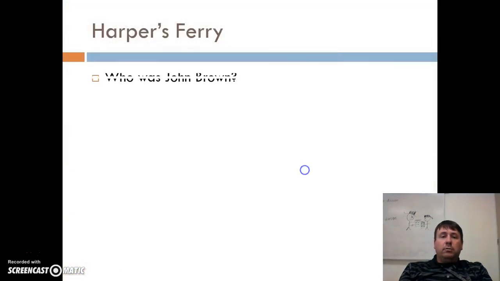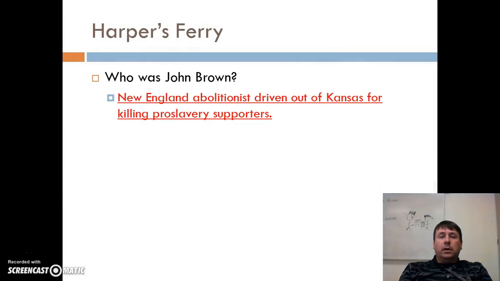So John Brown, a little background on him again. Basically an abolitionist driven out of Kansas for killing pro-slavery supporters. So basically, if you remember, he showed up in Kansas during Bleeding Kansas, killed a bunch of pro-slavery supporters, and then split. And now he's going to pop back up again in Harpers Ferry, Virginia.